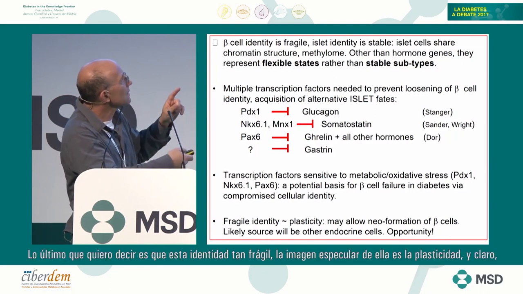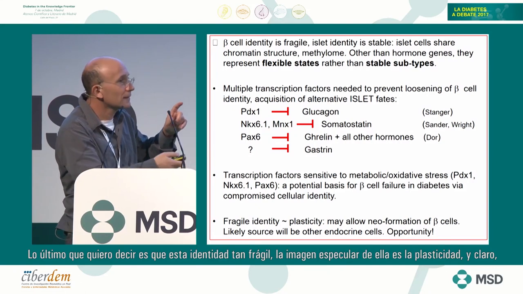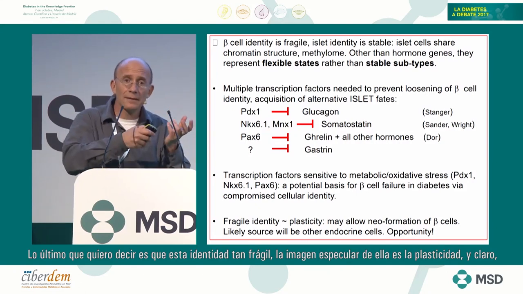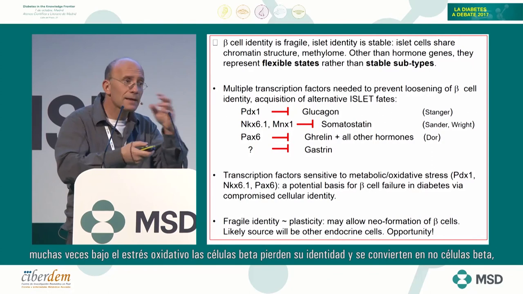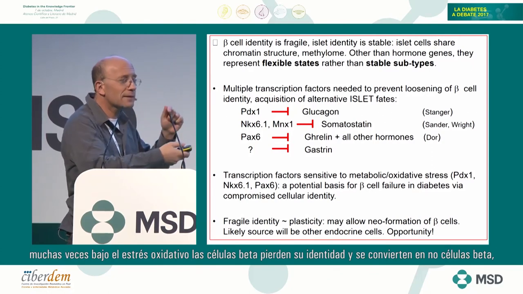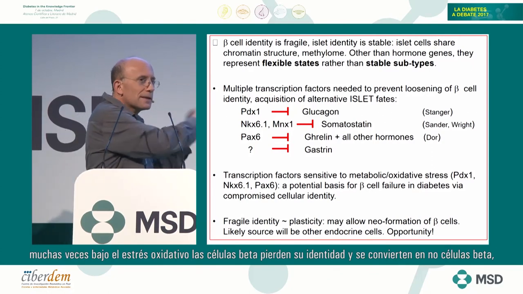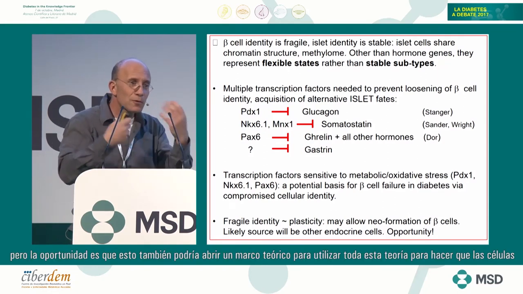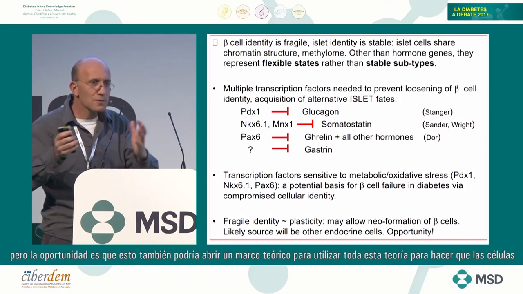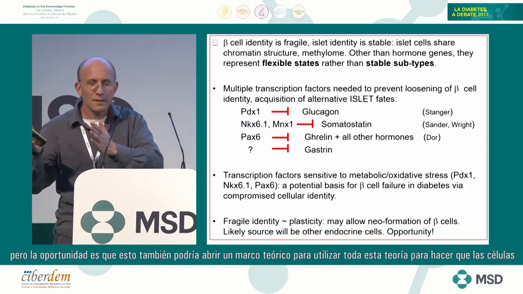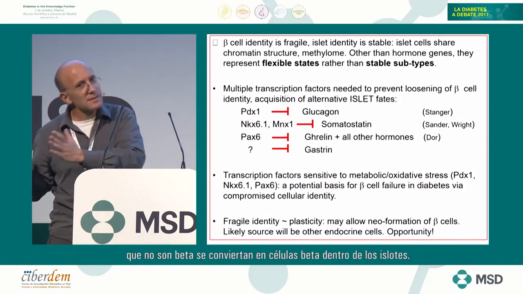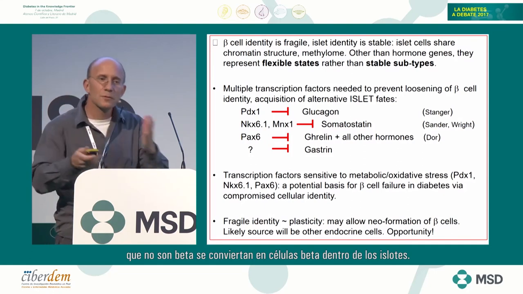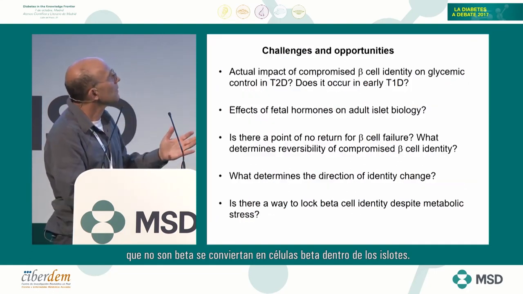The last point I want to make is that this so-called fragile identity, the mirror image of that is plasticity within the islet boundaries. And the bad direction is when, under metabolic stress, beta cells lose their identity and become non-beta cells. But the opportunity here is that this also may open a conceptual framework for using this plasticity and moving non-beta cells to become beta cells within the islets.